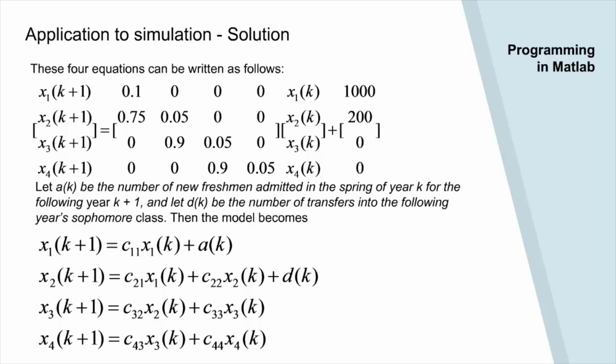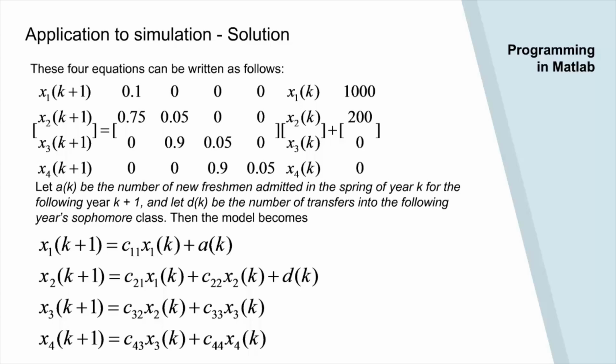Now, to study the effects of admission and transfer policies, we need to generalize this enrollment model. So let a(k) be the number of new freshmen admitted in the spring of year k for the following year k+1, and let d(k) be the number of transfers into the following year's sophomore class. Then the model becomes something like this, as the equations are shown here.